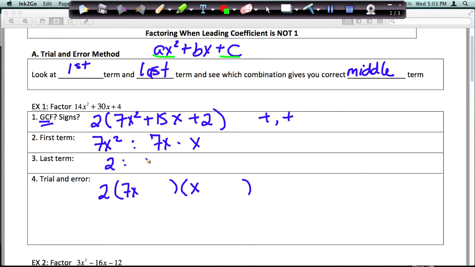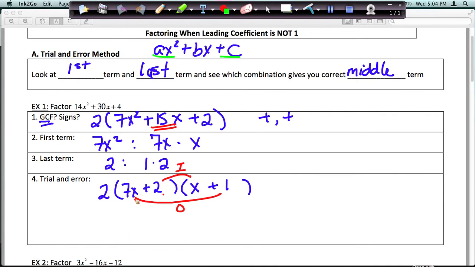And again, 2 is prime, so my only option of what multiplies to be 2 is 1 times 2. Now, what you need to do is place these in here, and you have to check and see if you've placed them in the right place. So I'm going to go ahead and put plus 2 and plus 1, and I'm going to check and see if it works. I actually made it so it's not going to work right away to show you this trial and error. We did our first term, so we know that works. We did our last term, so we know that works to be 2. What you're checking out of FOIL is only the outside and the inside terms. Remember, those are supposed to add to give you this 15x, and that means you've factored it correctly.